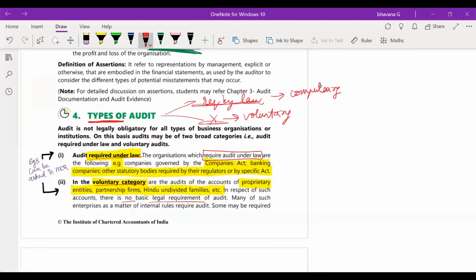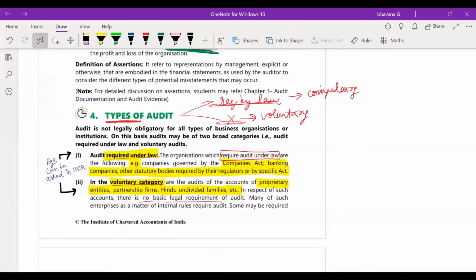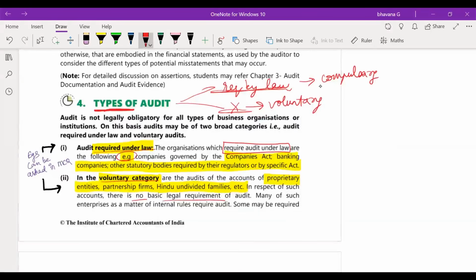It is not required by law, but for your safety or security, you do the audit. So these are the two types of audit. Here, there's nothing much to read. Here they have given you a few examples. Here also, and here also, these examples are given. These you have to read. In the exam, this may be asked in the MCQs.